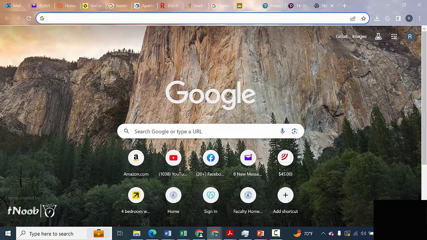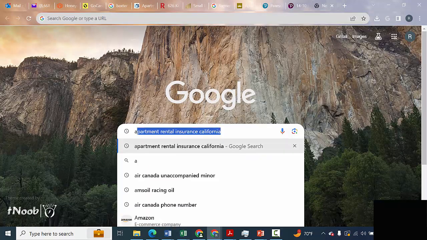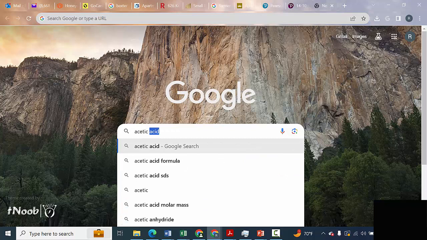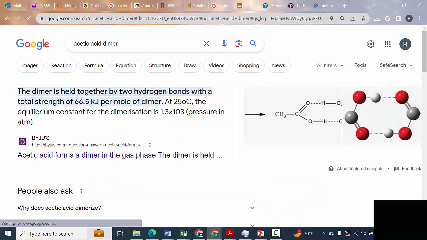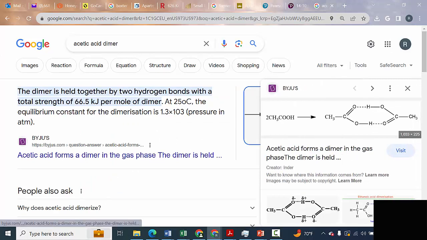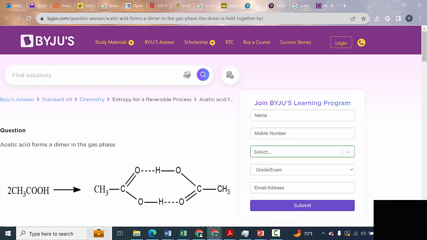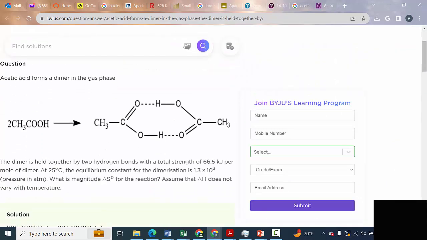It's something that was talked about in the book as well. I think it was acetic acid. There are lots of images of acetic acid dimers. You can see how the hydrogen bonding interactions pair these up, especially at high concentrations.